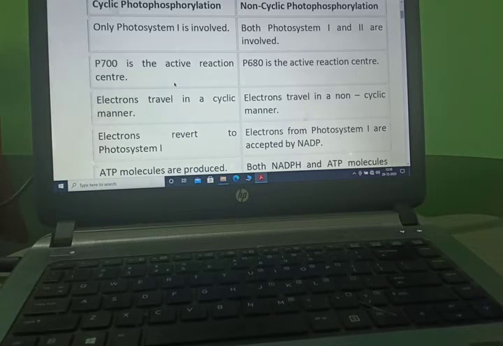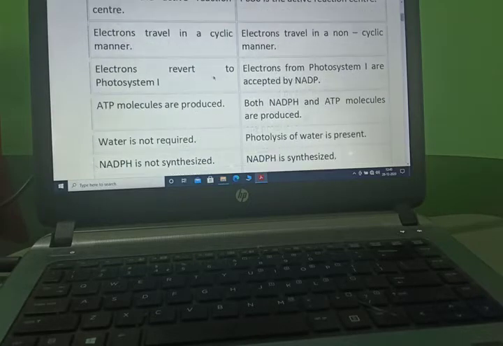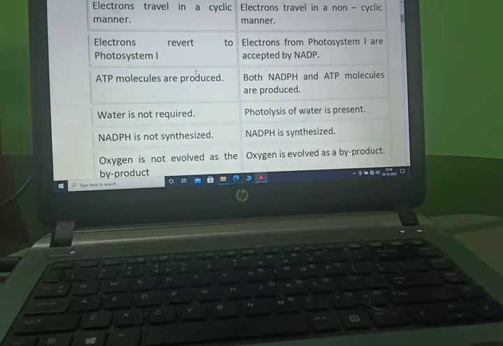In cyclic, P700 is the active reaction center. Here, P680. In cyclic, electrons travel in a cyclic manner. Here, in a non-cyclic manner. In cyclic, electrons revert to photosystem 1. Here, electrons from photosystem 1 are accepted by NADP. In cyclic, ATP molecules are produced. Here, ATP and NADPH.